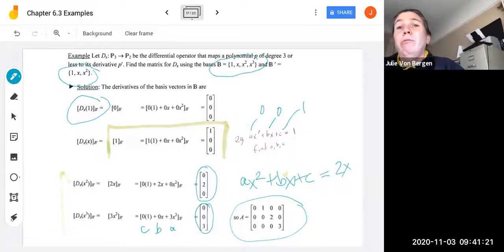Now there are 3 rows because we're ending up in a 3-dimensional space, 1, x, x squared. And there are 4 columns because we started with the vector space P3, which is polynomials of degree 3 or less, which has basis 1, x, x squared, and x cubed. So there are 4 components there. So that's why we've got a 3 by 4 matrix here.